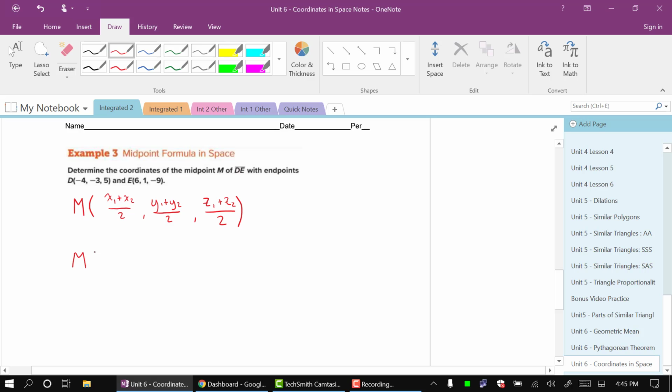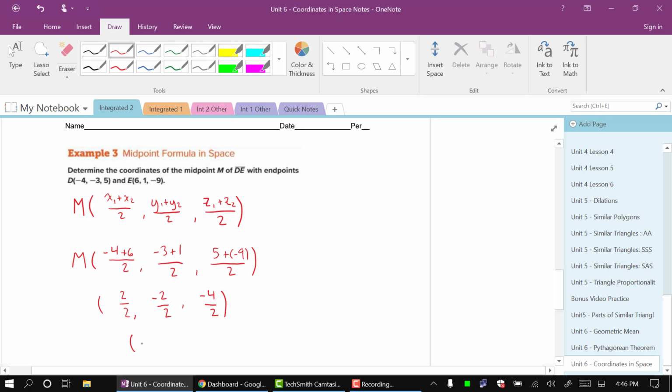So our midpoint is going to be -4 plus 6 over 2, negative 3 plus 1 over 2, and 5 plus negative 9 over 2. So negative 4 plus 6 is 2 over 2. Negative 3 plus 1 is negative 2 over 2. And 5 plus negative 9 is negative 4 over 2.